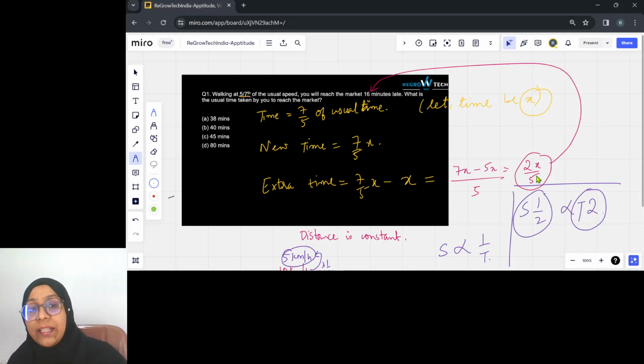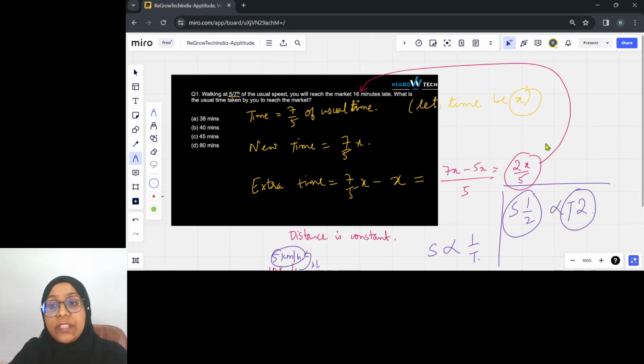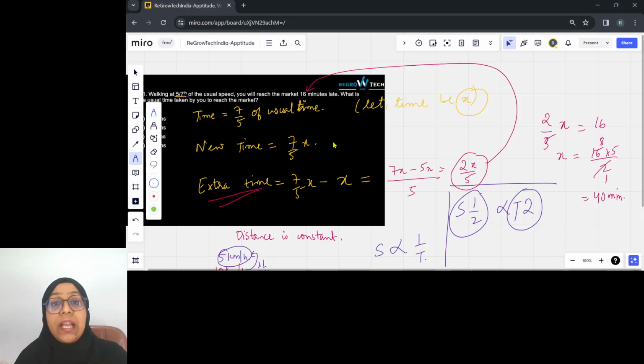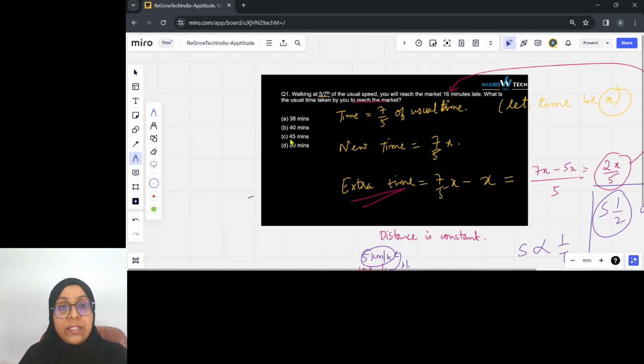Now if I apply it, you'll get an equation. So let me solve it here on the side. 2 upon 5 x, which is the extra time calculated, equals 16 minutes. Therefore, x equals 16 times 5 divided by 2. 2 ones are 2, 2 eights are 16, and 8 times 5 is 40. So x is 40. And considering this is the usual time to reach the market, 40 minutes is the answer. And yes, 40 minutes is there in the options as well, right?